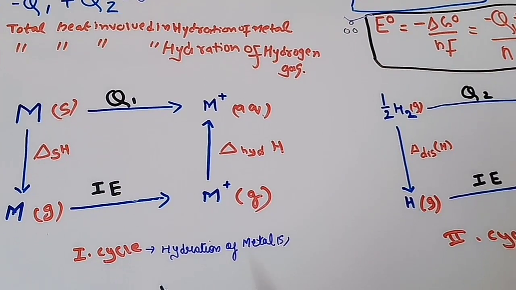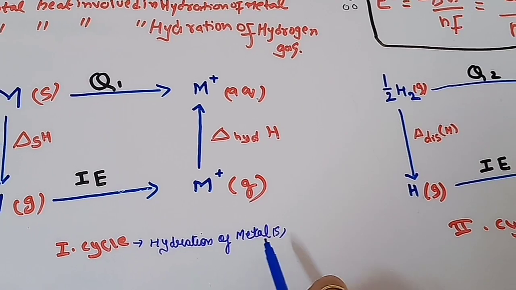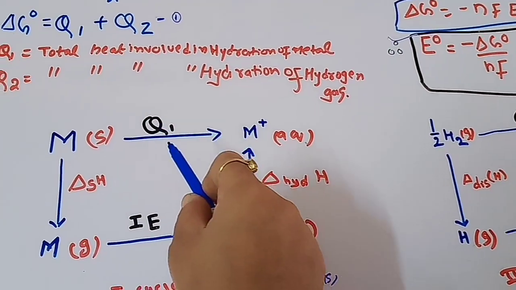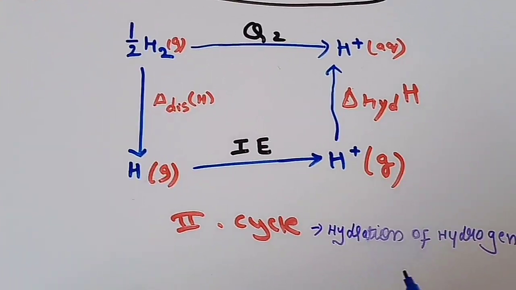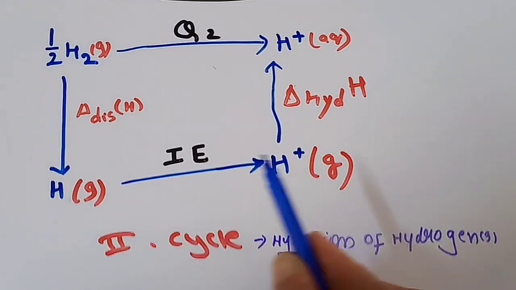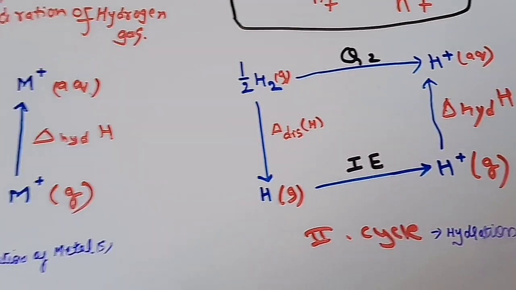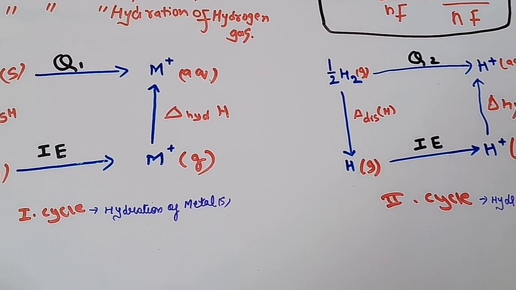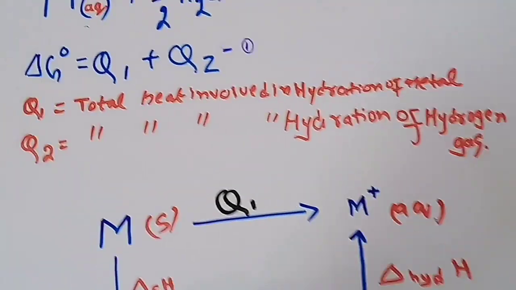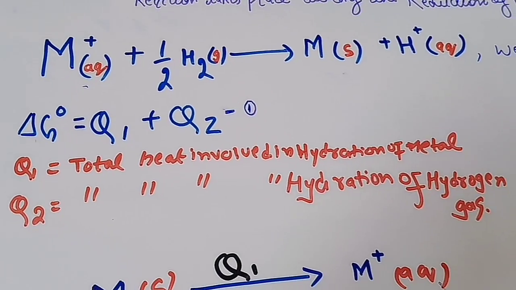So in the first cycle, hydration of the metal takes place and the heat evolved is Q1, and in the second cycle, hydration of the hydrogen gas takes place and the heat involved is Q2. By adding Q1 and Q2, we can easily get the free energy change for this reaction.